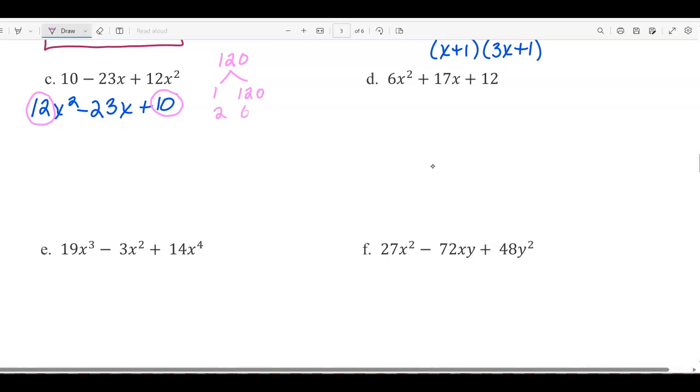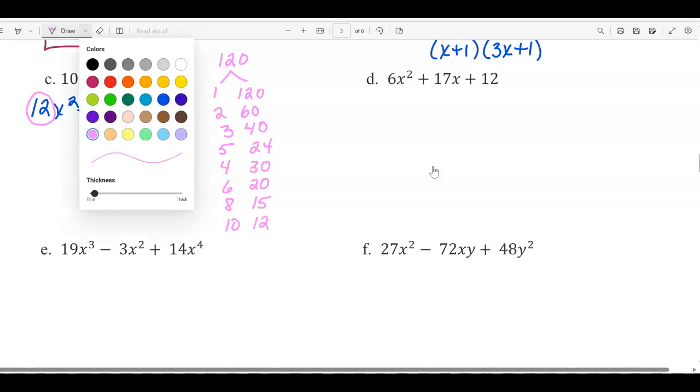1 and 120, 2 and 60, 3 and 40, 5 and 24. Oh, we missed 4. 4 and 30. They're not in order, but that's okay. Let's see. 6 and 20. Let's see. Does 7 divide into 120? Just using my calculator. It does not. 8 and 15. And 10 and 12. So I think I have them all.